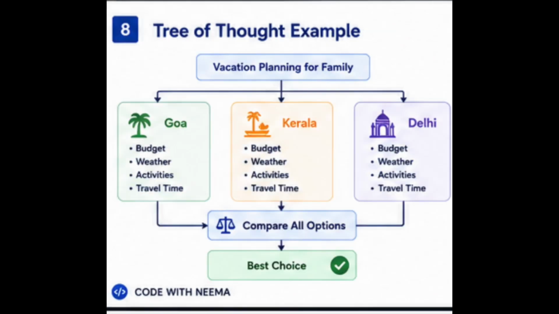Tree of thought example. Suppose you are planning a family vacation. You don't usually pick the first destination that comes to mind. You compare different options: Goa, Kerala, Delhi. You evaluate each one based on budget, weather, travel time, and activities. Only after comparing these alternatives do you make the final decision. Tree of thought follows a similar process by exploring multiple reasoning paths before selecting the best one.